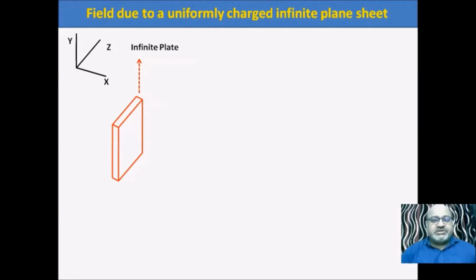What is the procedure to apply the Gauss law? First we have to decide the Gaussian surface. So here I have selected a rectangular parallelepiped.